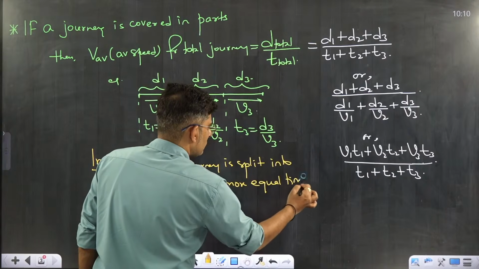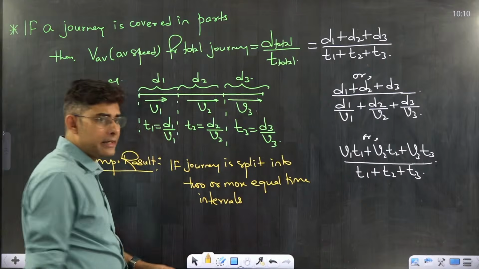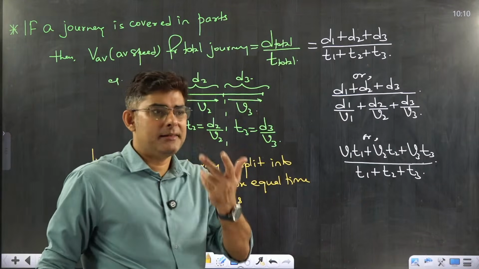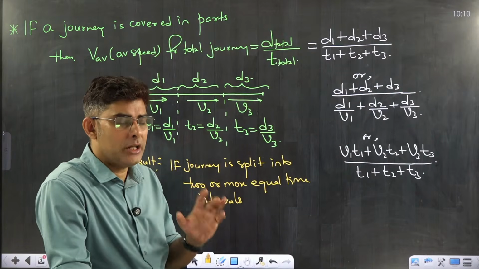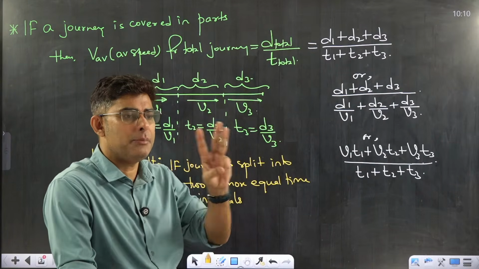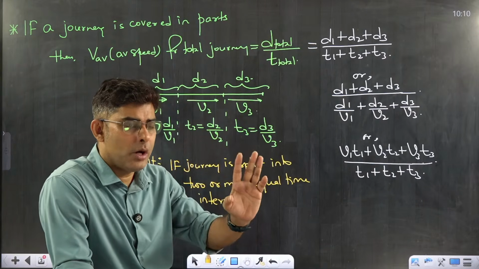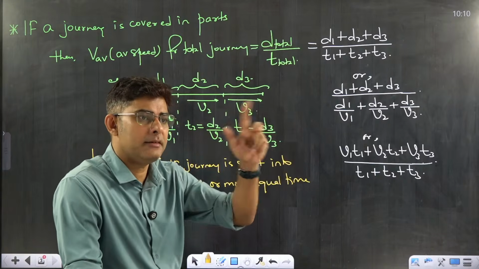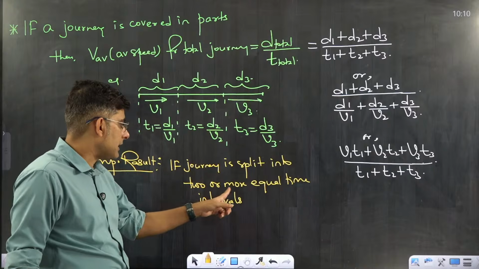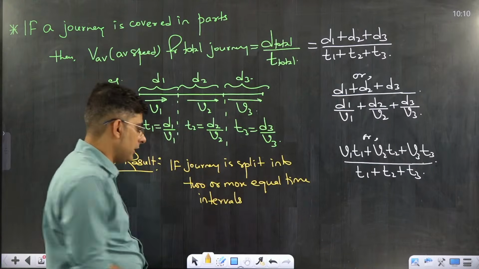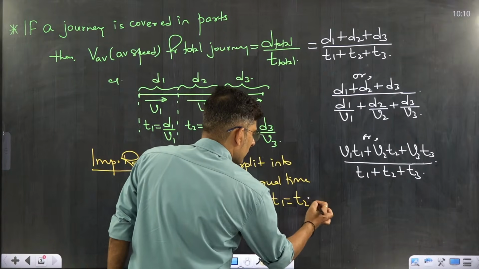equal time intervals. Suppose you get a case where they say, for example, I am moving from one town to another and it is a long journey. I am breaking the journey into three parts. I have decided that I will cover the first part in 2 hours, then take rest, again 2 hours, then again take rest, again 2 hours. So if the journey is split into 2 or more equal time intervals, that is, I am taking all the times equal.